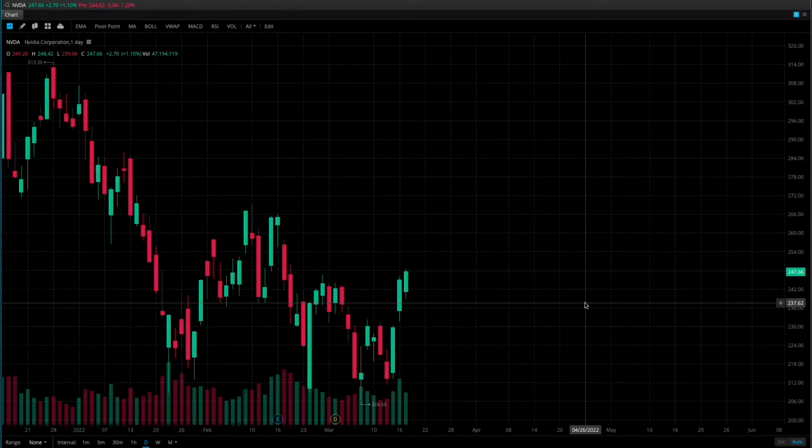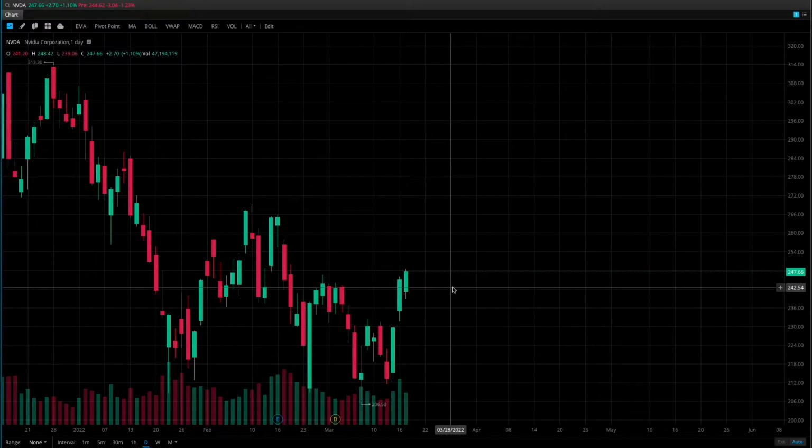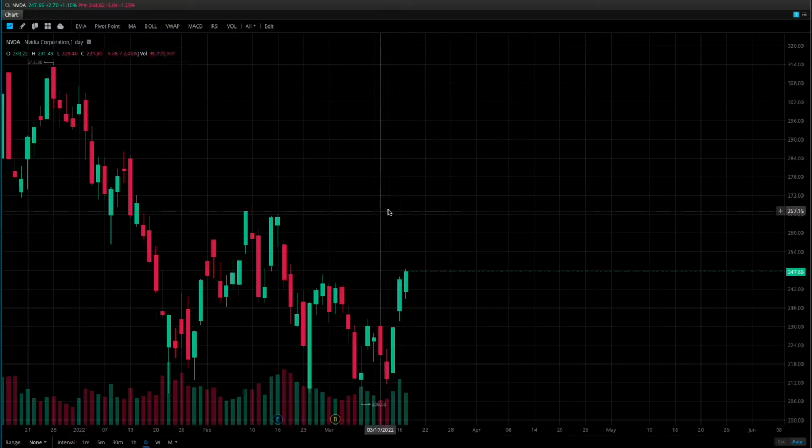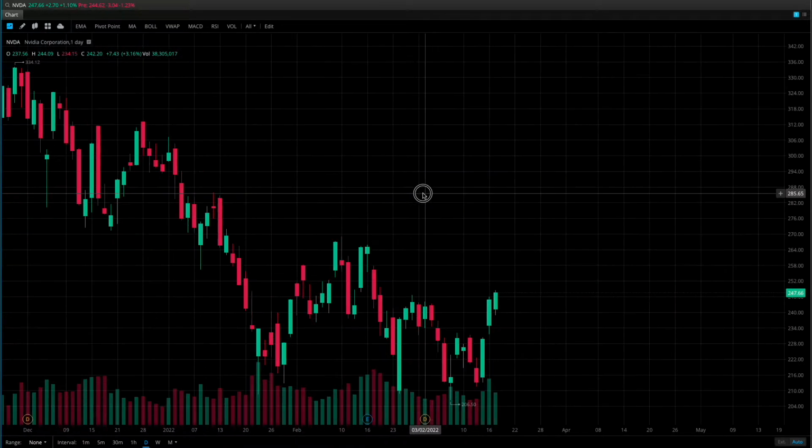I oftentimes get asked, what's the strategy that you use for your trading style? And I'll take you guys through what I like to look for and how I get into plays and everything like that. So I'm gonna start off with this NVIDIA chart.